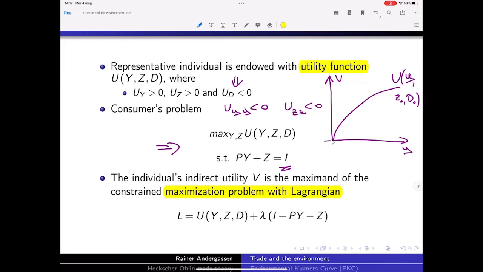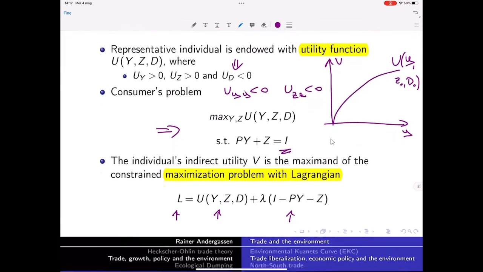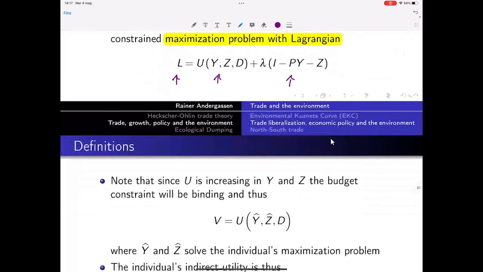I'm going to solve the problem using the Lagrangian. So I'm going to set up the Lagrangian function, which is given by the function I would like to maximize, my utility function. Then I have lambda, the Lagrangian multiplier, times the budget constraint. The budget constraint is I minus the expenditure for goods, so P_Y Y minus P_Z Z. So lambda is my Lagrangian multiplier. Everything clear? Can I go fast? Just let me know.